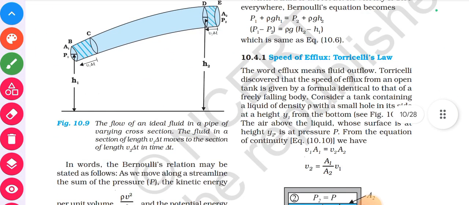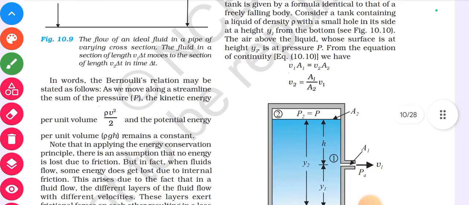Then we have certain applications of Bernoulli's principle.